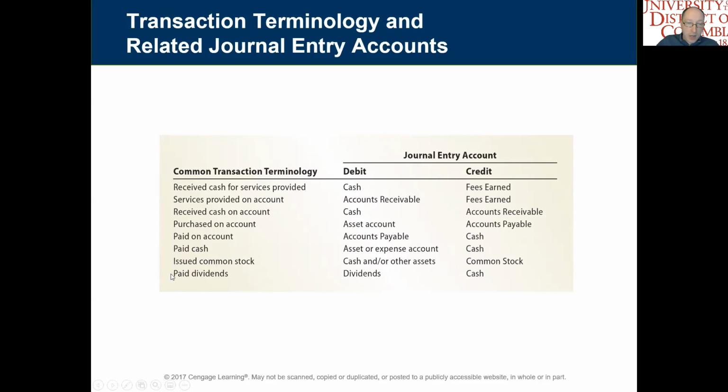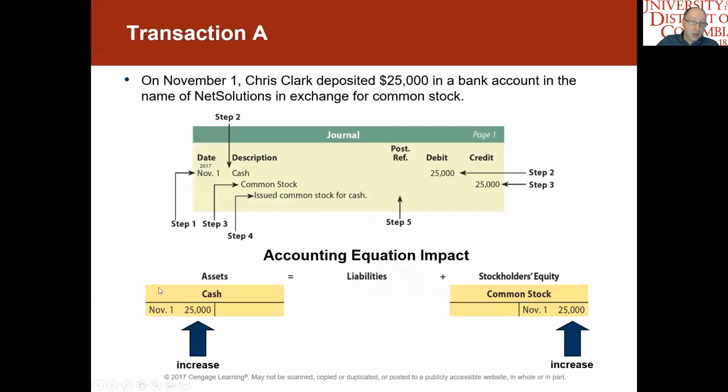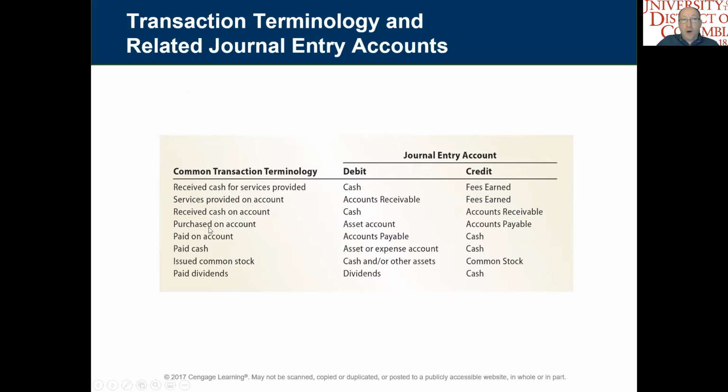And then our last transaction, we're going to pay some dividends. So we will increase our dividends account by debiting our dividends, and we'll credit our cash to reduce our cash amount. And of course, as you know, these transactions follow our earlier example as well.